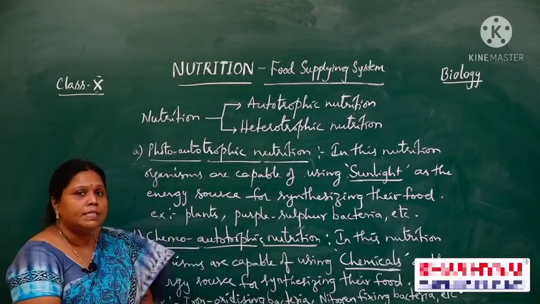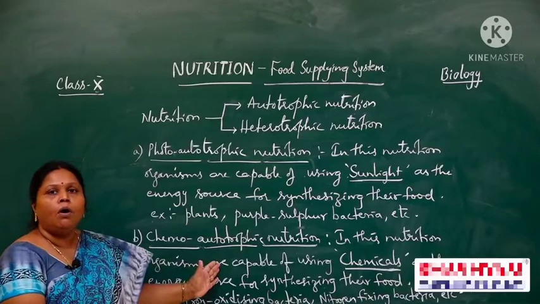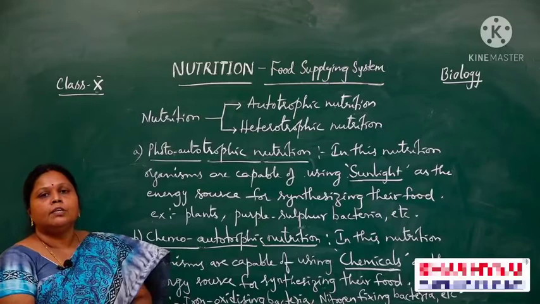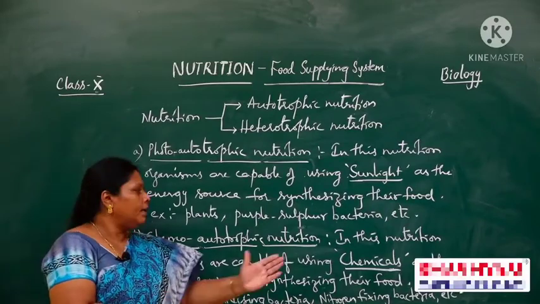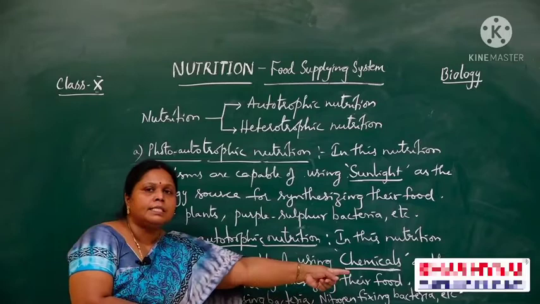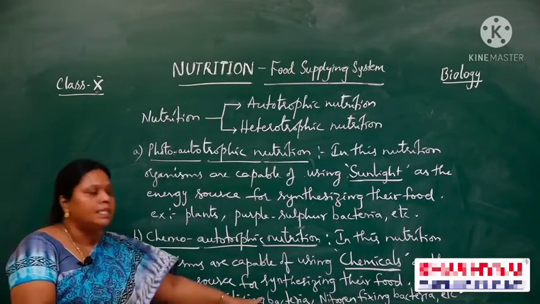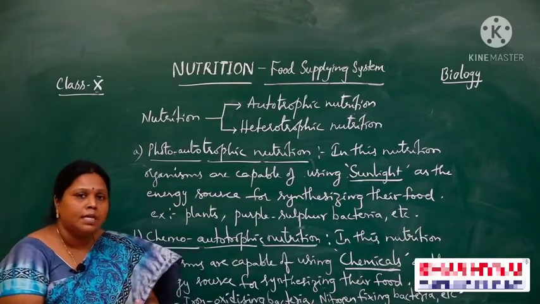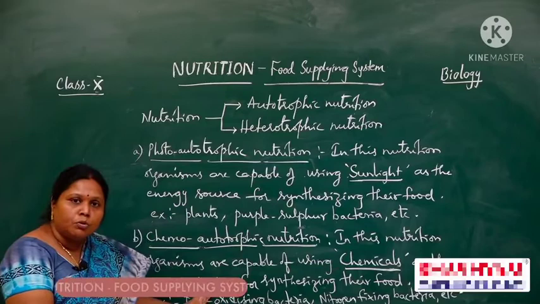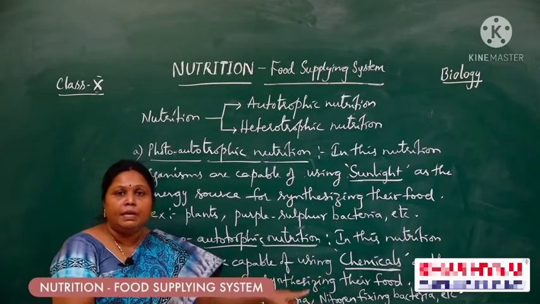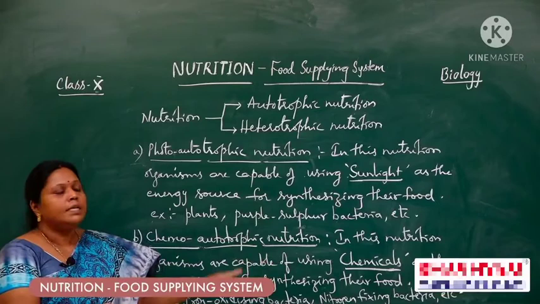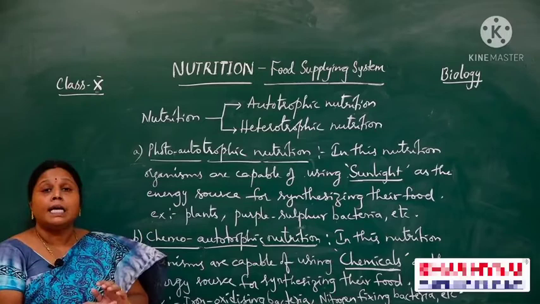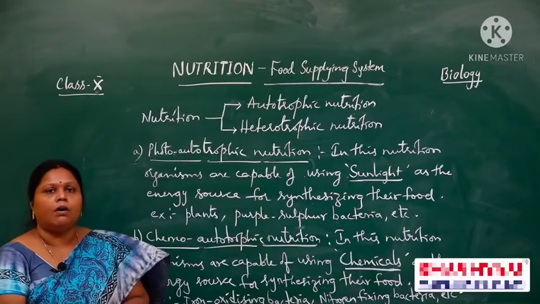Okay. Now coming to the second type, that is chemoautotrophic nutrition. Here also, chemo means chemicals. So here the organisms are capable of using chemicals as the energy source for synthesizing their food, that is, for preparing their food. Such kind of nutrition is called chemoautotrophic nutrition, and such organisms are called chemoautotrophs.